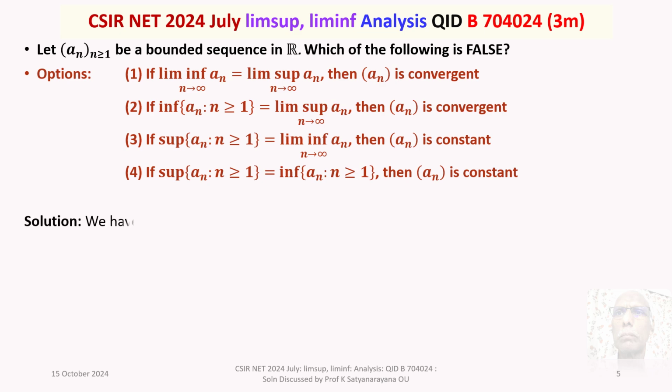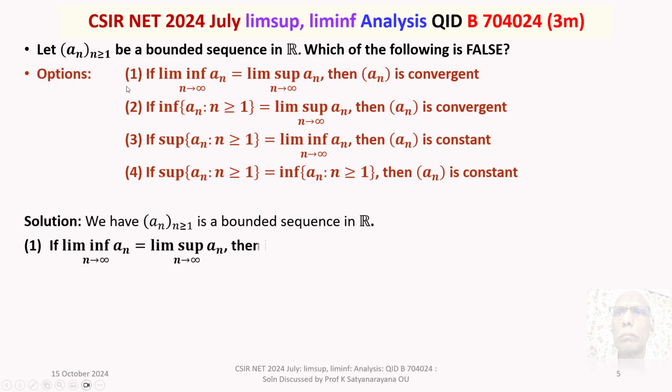Let's now discuss the solution of the problem in detail. We are given that (a_n), n equal to 1 to infinity, is a bounded real sequence. Let's consider option 1: if limit inferior a_n is equal to limit superior a_n, then (a_n) is convergent. The bracket is missing here; (a_n) is convergent.